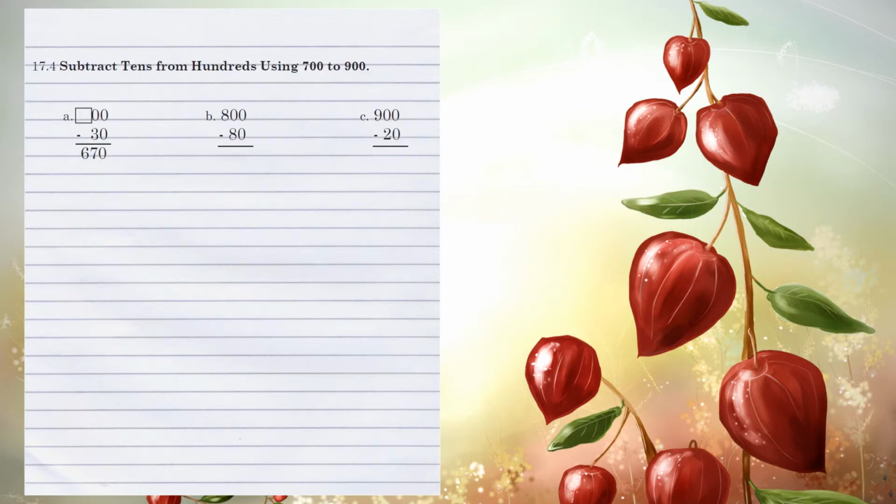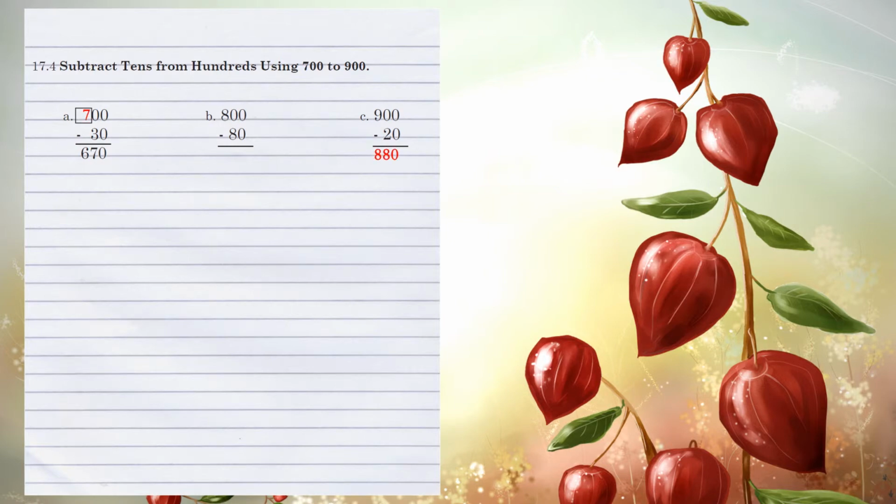Unit 17.4. Subtract tens from hundreds using 700 to 900. Let's look at example A. We have a missing number we want to fill in. Remember, we're subtracting here. So we took 0 minus 0, which is 0. We're good there. Now here we can't take 3 from 0, so we eventually had to borrow. Well, if we look at the answer in our hundreds column, which is a 6, we have to know that it was a 6 after we borrowed. So before we borrowed, our missing number is a 7.